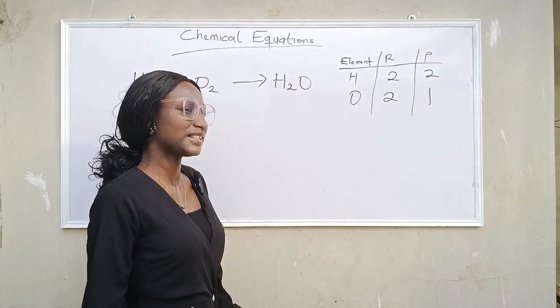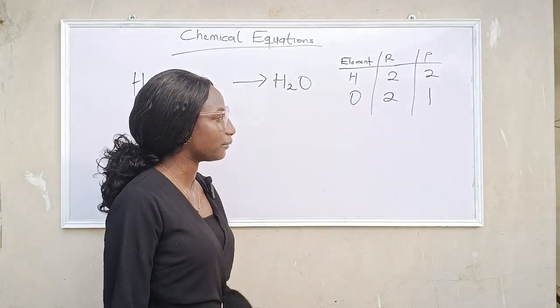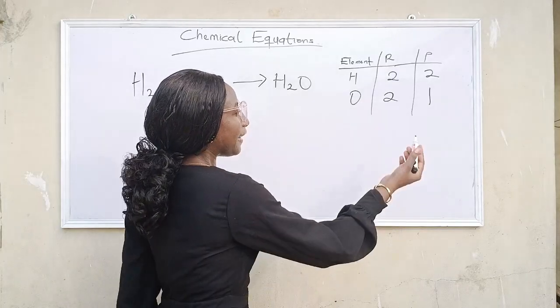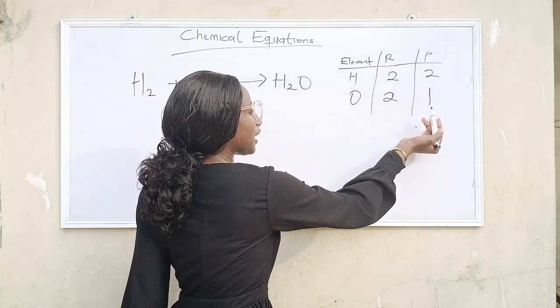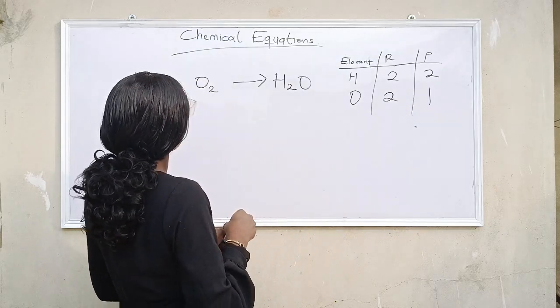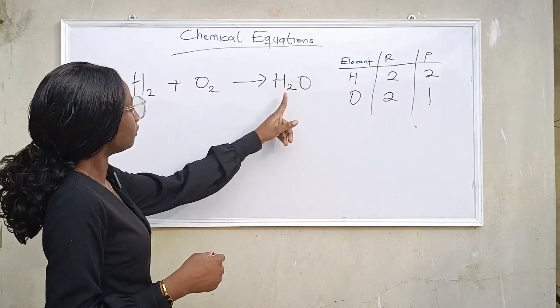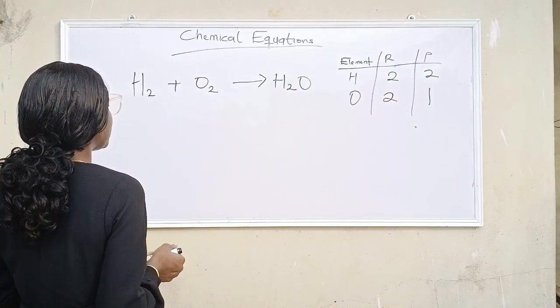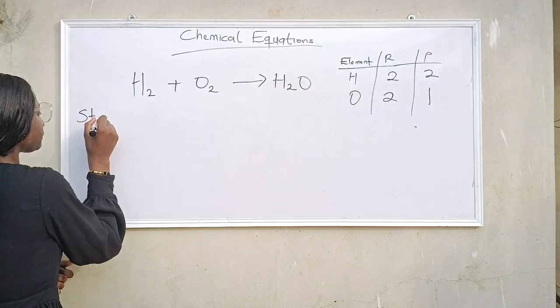So what do we do? A simple way is to look at the LCM. What's the LCM for two and one? It is two. So since this is already two, I should make this two. Okay, so that means I'm going to multiply the coefficient that is here before by two. All right, so let's do it. Step one.